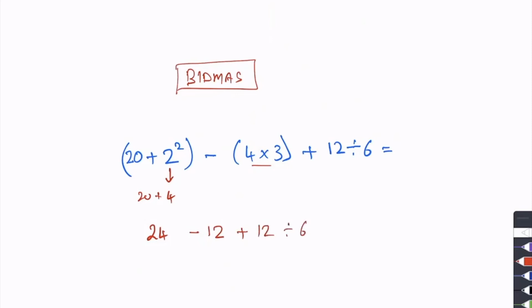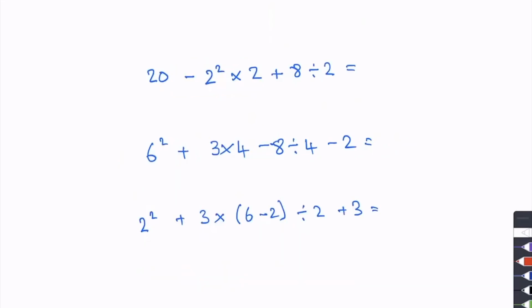Now, we've done the brackets, we've done the indices. Do we see any divisions or multiplications? Yes, I see a division, so I have to do that first. So 12 divided by 6 is 2, and that gives me 24 minus 12 plus 2. 24 minus 12 is 12. 12 plus 2 is 14. Okay, have a look at these 3 questions. Give them a go, pause the video, and pop back when you've done both.